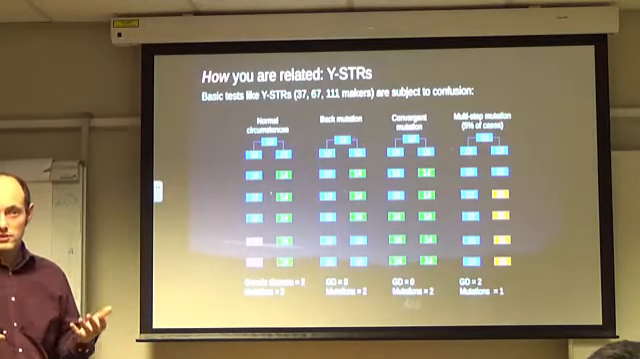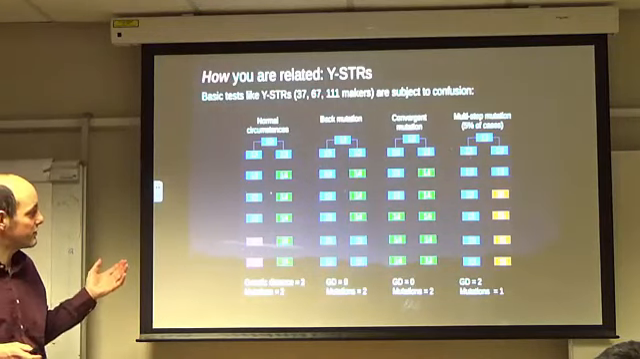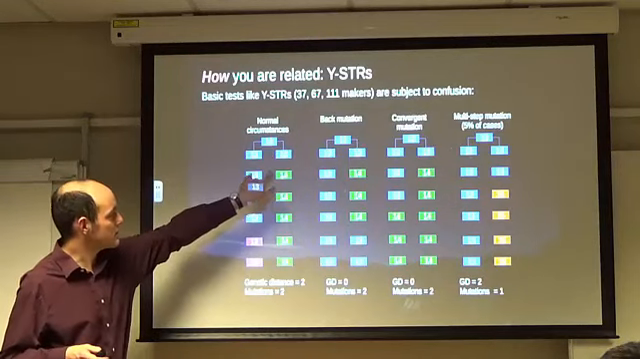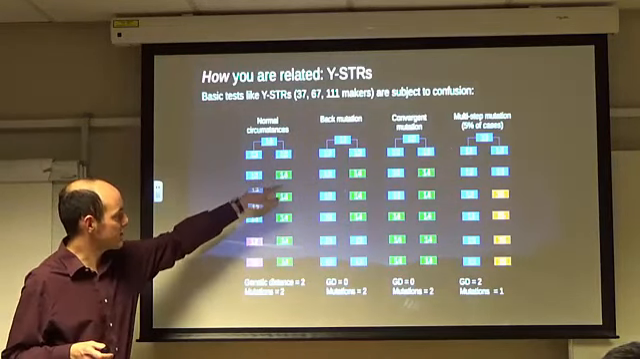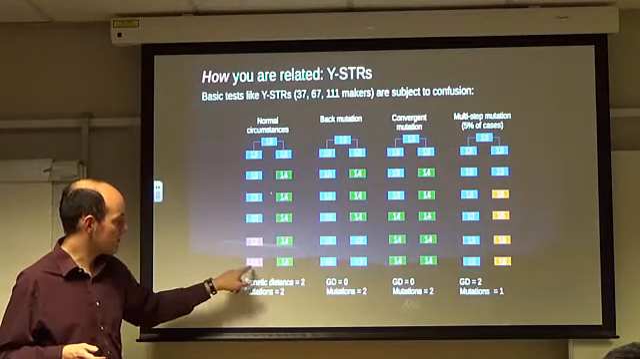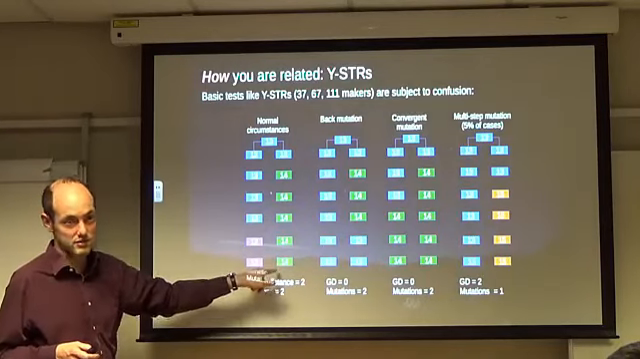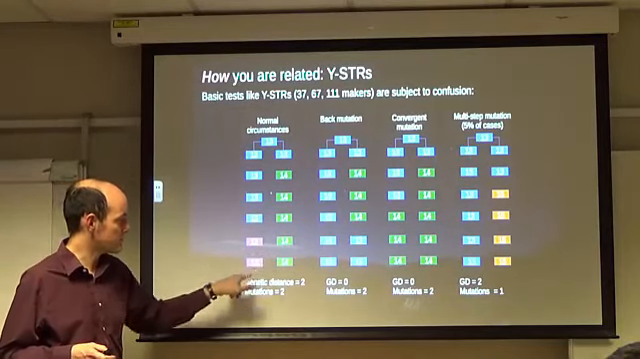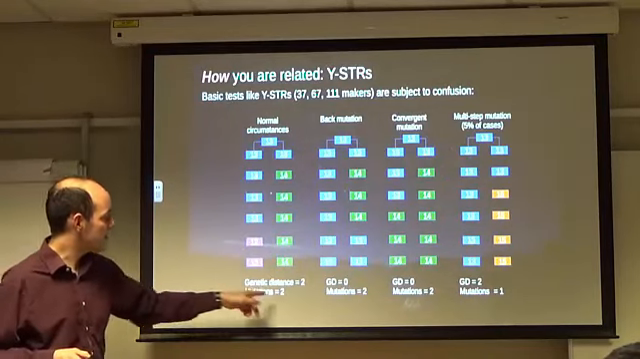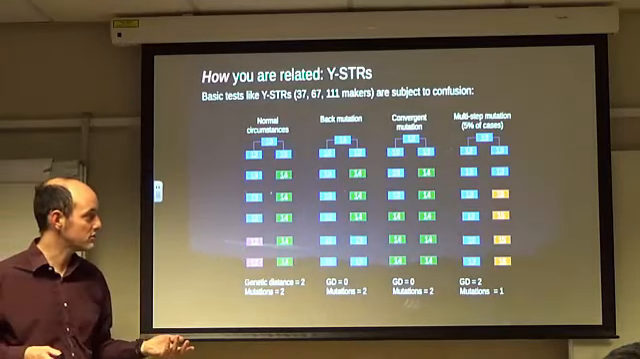Now, if you're looking at your 37, 67, 111 marker matches, and this has been alluded to before, normally what happens is if you take two lines descended from the same person, you can expect that you might have a couple of mutations in there. So you can work out the genetic distance between a person and another person. And in this case, one person's got 12, one person's got 14 on this particular STR. And so there's genetic distance of 2, it's caused by 2 mutations.